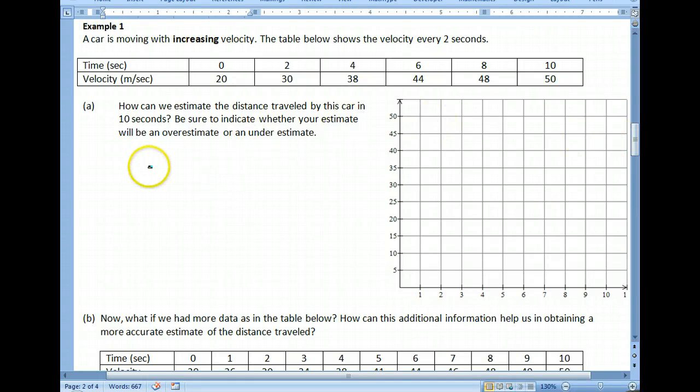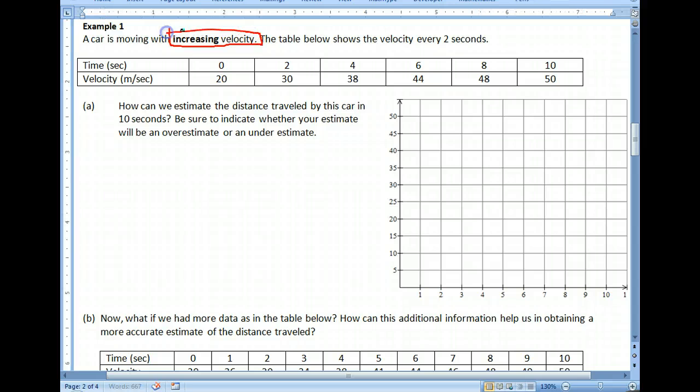Okay, so let's try part A. Let's try this problem. A car is moving with increasing velocity. I think it's the next page. Or no? Yes. So let's plot these few points that we have.